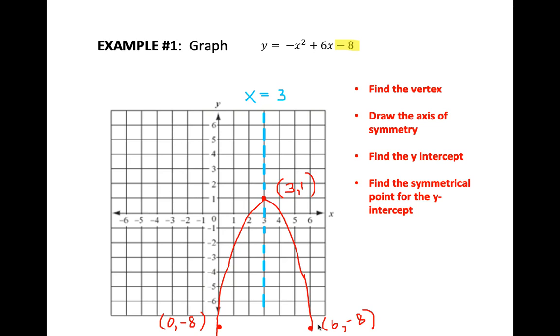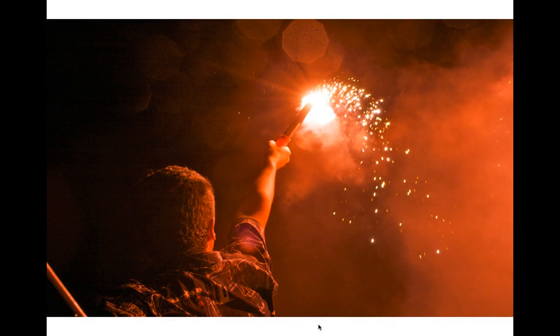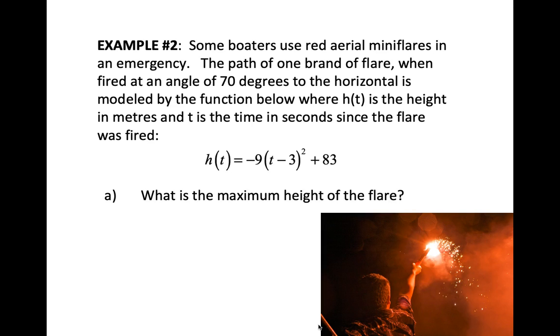The next thing we took a look at in class was a quick word problem, just to get you started on helping to understand how we use quadratic functions in a real-life scenario. Let's take a look at the question that we've been given. Some boaters use red aerial mini flares in an emergency. The path of one brand of flare, when fired at an angle of 70 degrees to the horizontal, is modeled by the function below, where h of t is the height in meters, and t is the time in seconds since the flare was fired. So the first question asks you, what is the maximum height of the flare?